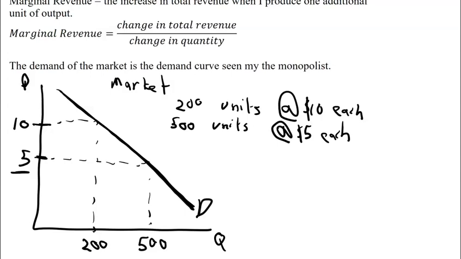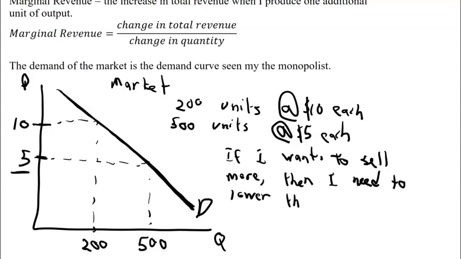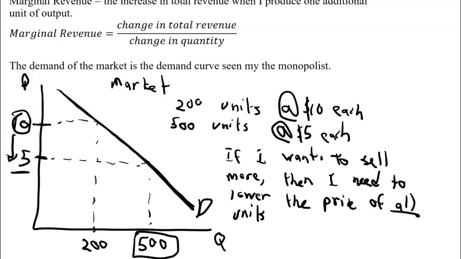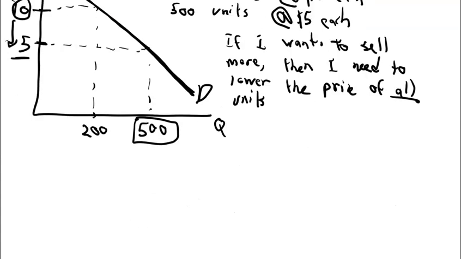If I want to sell more, then I need to lower the price of all units. So I need to lower the price of every unit from $10 down to $5 if I want to sell 500 units. So in that case, if I look at my marginal revenue curve, it will be slightly different than what we have done when we drew it with perfect competition. So let us create a marginal revenue curve. So let's say we have my price and my quantity.